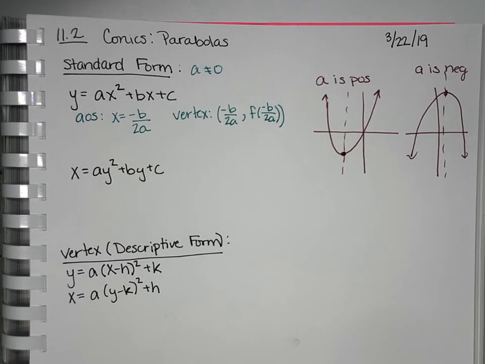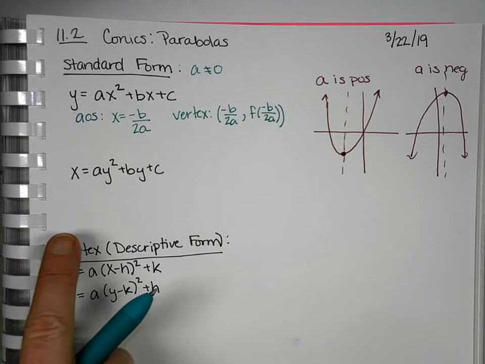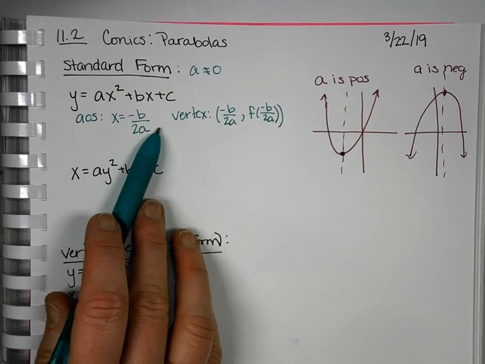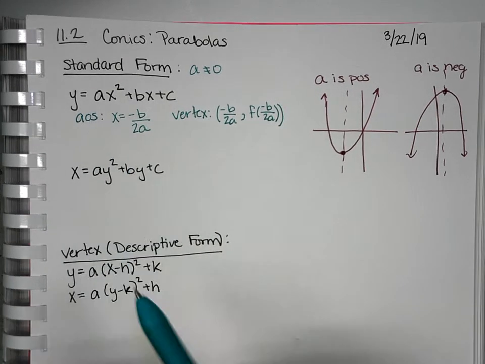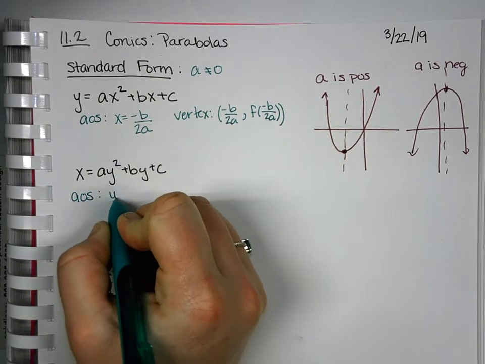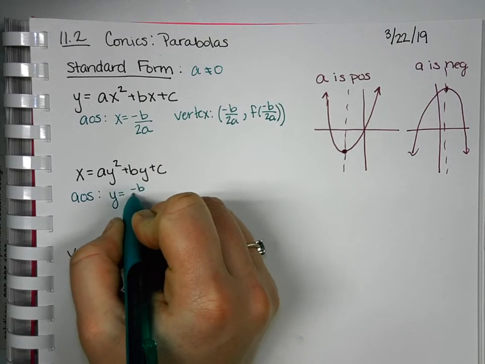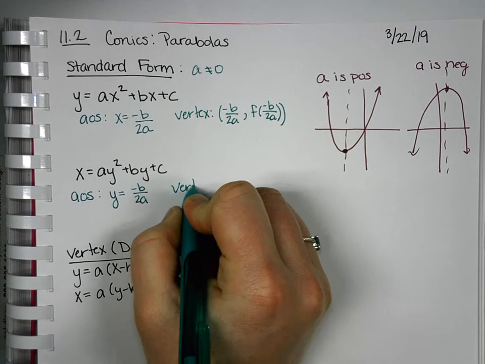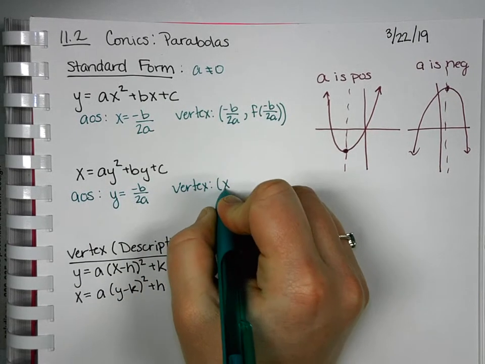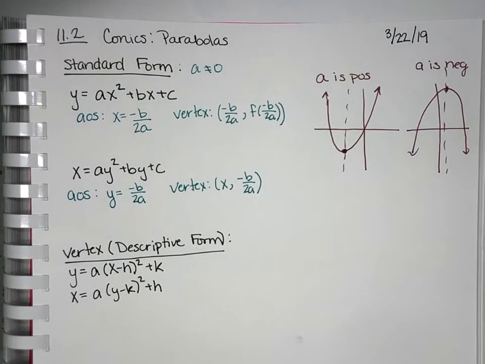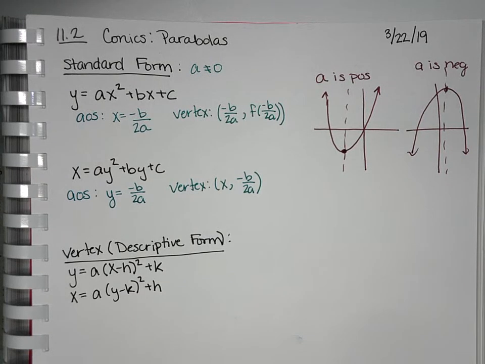In Math 3, you guys went and learned about horizontal as well. So the difference between vertical and horizontal, instead of a y equals a bunch of stuff with x, we have x equals a bunch of stuff with y. Your axis of symmetry is now y equals negative b over 2a. And your vertex is x, comma, negative b over 2a. You find it the same way where you plug negative b over 2a, whatever value you get, you plug it in for y and solve for x.